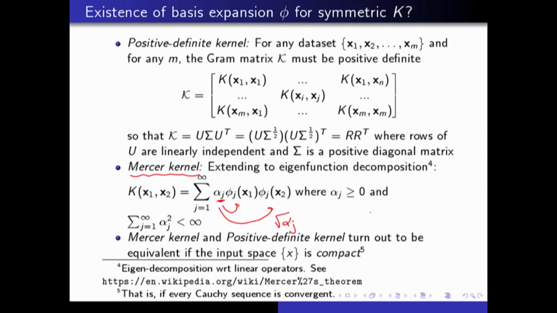Now it turns out that the Mercer kernel and positive definite kernel are equivalent if the input space X is compact. A compact space is where every Cauchy sequence is convergent, which means sequences that come arbitrarily close to each other in the Cauchy sense are convergent.